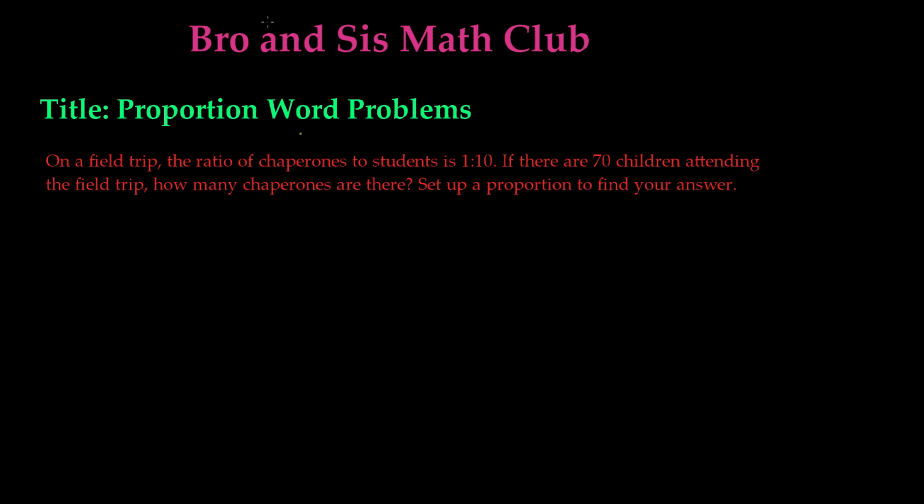Here I have a word problem that says, on a field trip, the ratio of chaperones to students is 1 to 10. If there are 70 children or 70 students attending the field trip, how many chaperones are there? Set up a proportion to find your answer.